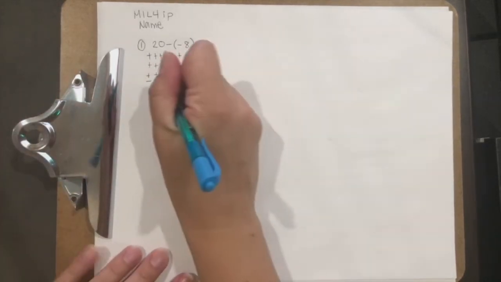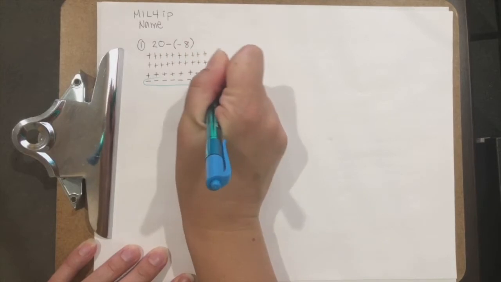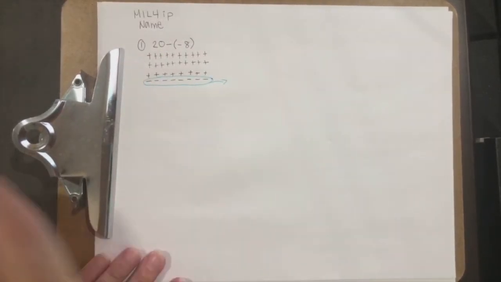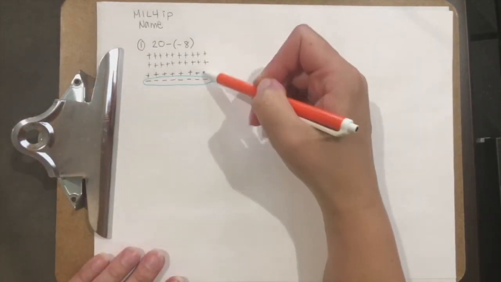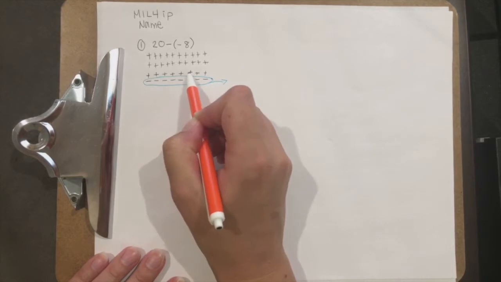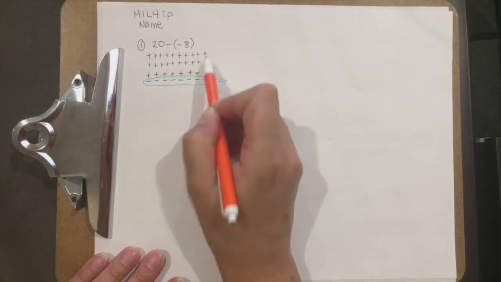So I'm going to take away these 8 negatives. I'm going to take them away. Boom, they're gone. I just took them away. So now what am I left with? 10, 20, 21, 22, 23, 24, 25, 26, 27, 28. So now I have 28.